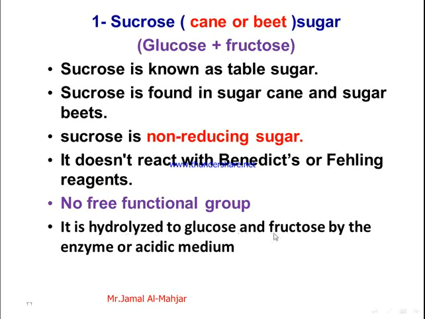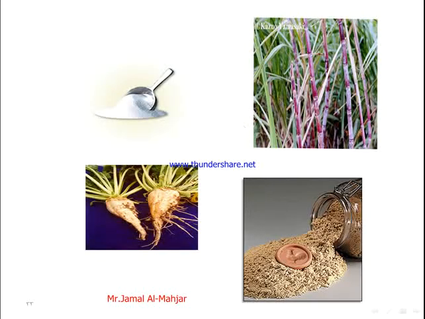It is hydrolyzed to glucose and fructose. Hydrolysis is the opposite of the formation. So it is formed from glucose and fructose, and it is hydrolyzed to glucose and fructose by enzyme in the body or in acidic medium. Okay, so this one is the cane sugar, and this is the last product when it is manufactured. This one is the beet sugar, and this is the last product.